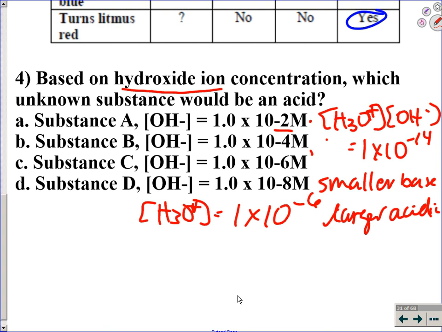This is 10 to the negative 6. What's hydronium? 10 to the negative 8. So who's bigger? Hydroxide again. So yet again, it's basic. So we had 3 right in a row that were basic, basic, basic.